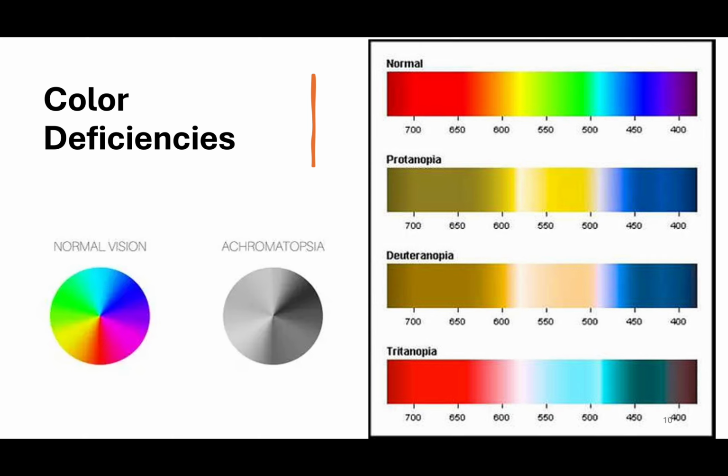Others have anomalous trichromacy, sorry for the mispronunciation, where they have all three cones, but the sensitivity of one is shifted, so colors don't look quite the same. And in rare cases, people can experience color vision loss from brain damage. This is called cortical achromatopsia, and I probably pronounced that wrong too.